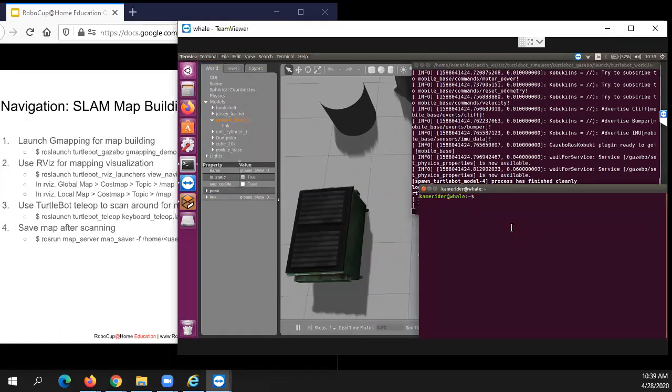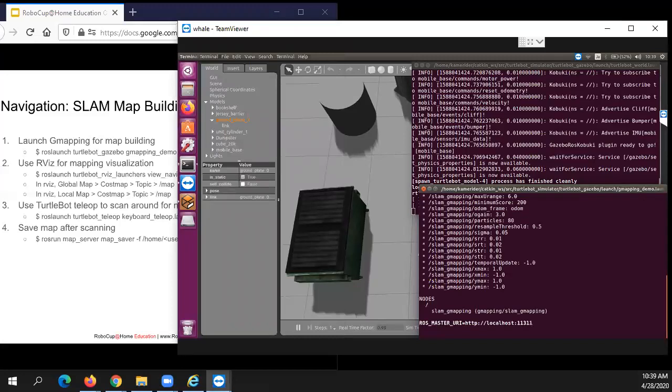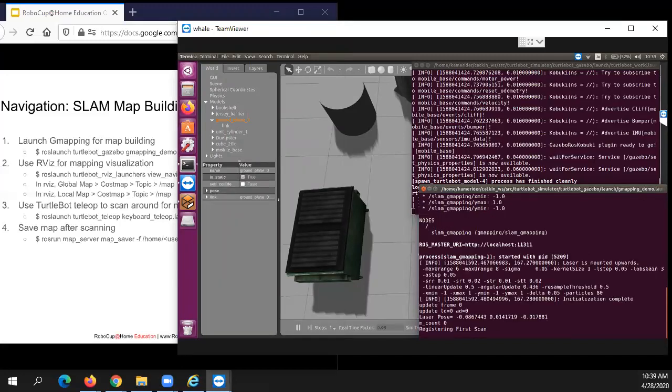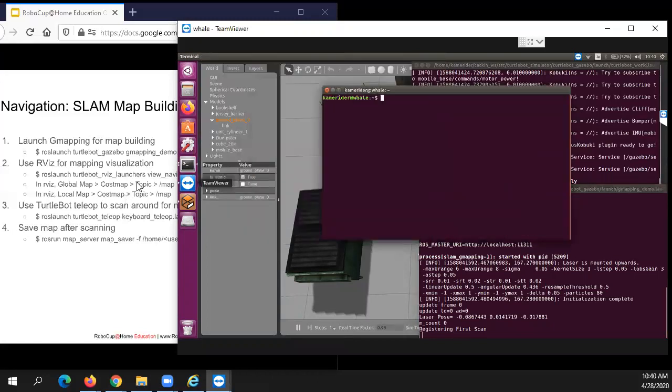After you have the world, first we need to run gmapping. Under this Gazebo package, we have the gmapping demo. So we run the gmapping demo. Everything looks fine, we don't have any red color. You can't see anything over here because you want to get the map. You want to see the sensor data and the map. So we are going to use RViz. It's a bit laggy, quite a heavy operation, so you need to have some patience.